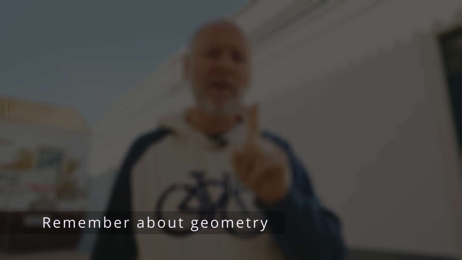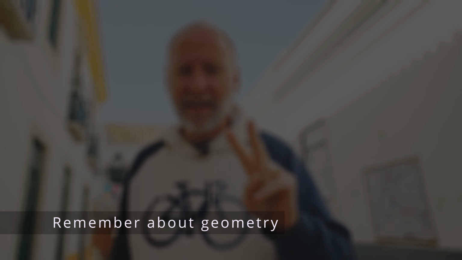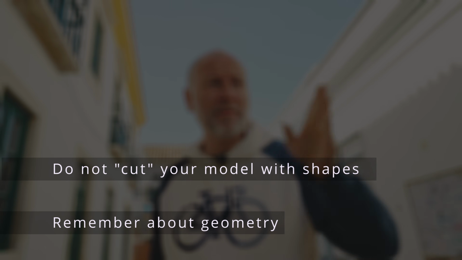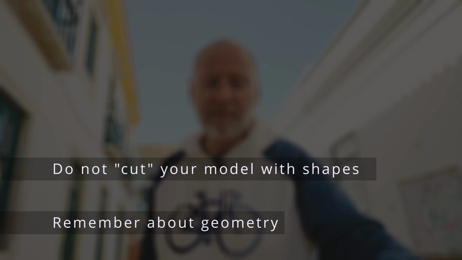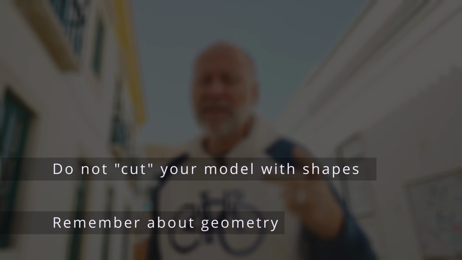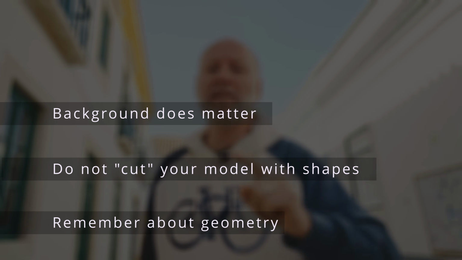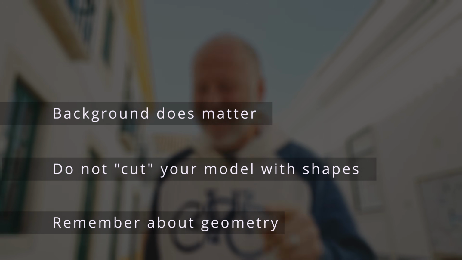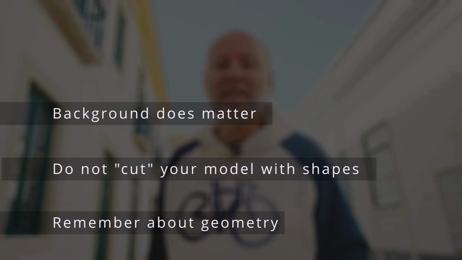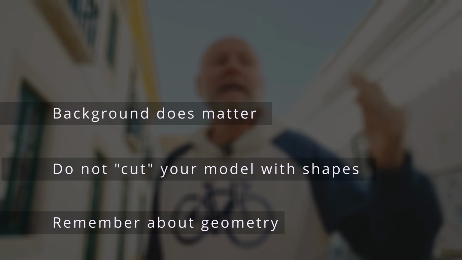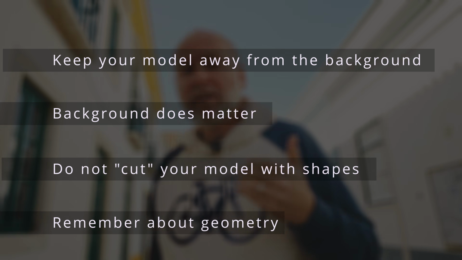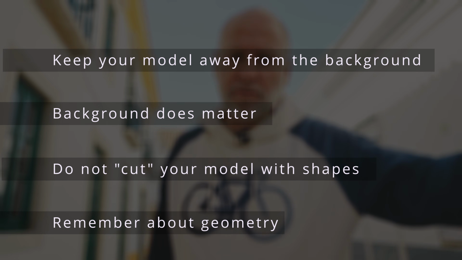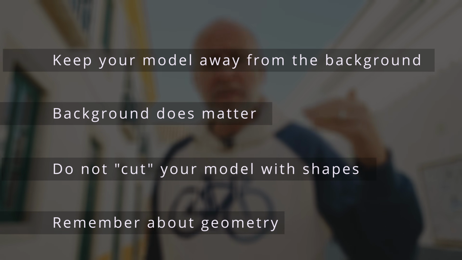So just real quick, let's recap. First, remember about geometry. Second, don't put strong shapes that cut through the body of your model. Third, remember that even if out of focus, the background does matter and it affects the light on the model. And fourth, keep your model away from the background if you don't want the background to be part of the photograph, you don't want it to be visible, you don't want visual distractions, and you want your model to shine.